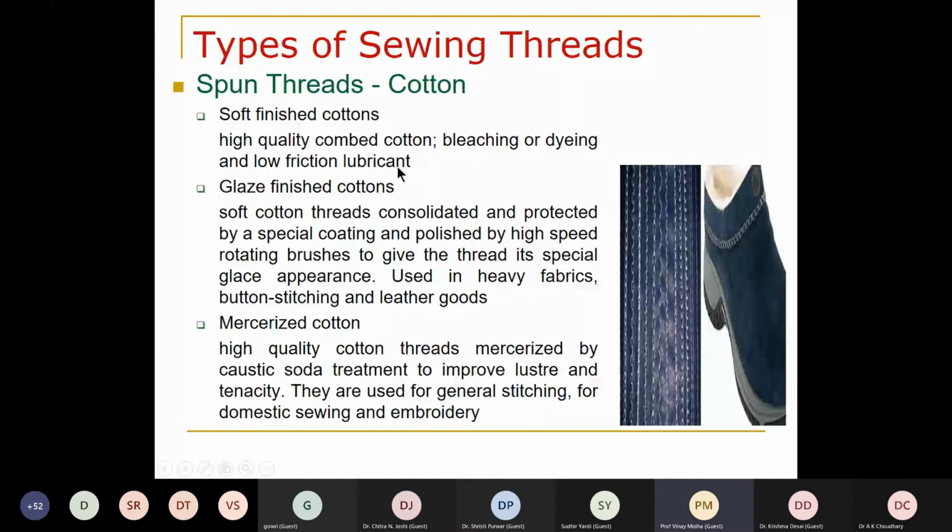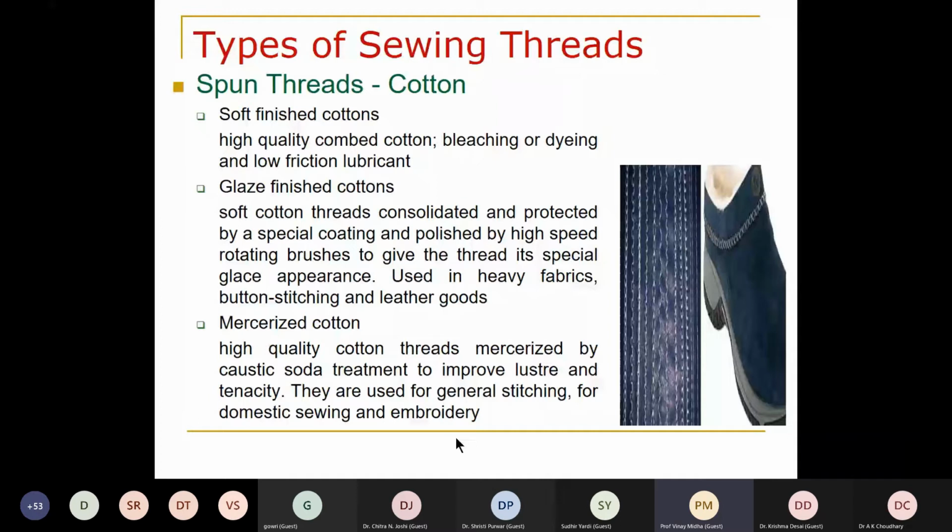Then we have the glaze finished cotton threads: soft cotton threads consolidated and protected by a special coating and polished by high-speed rotating brushes to give the thread its special glaze appearance. So this glazing effect is provided with the help of the coating and the brushes, and this is used in heavy fabrics or button stitching and leather goods. Then we have the mercerized cotton threads: high-quality cotton threads mercerized by caustic soda treatment to improve the luster and tenacity. And they are used for general stitching, for domestic sewing and embroidery purposes also.